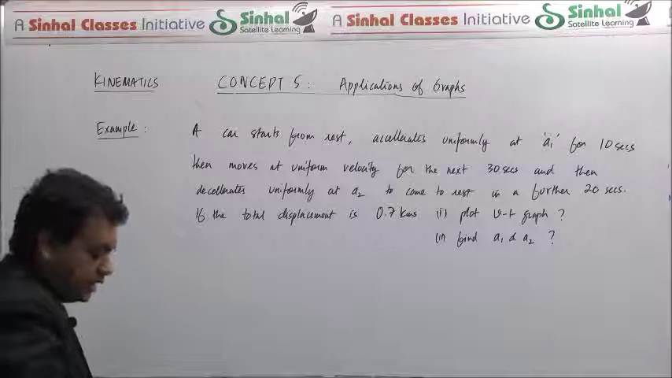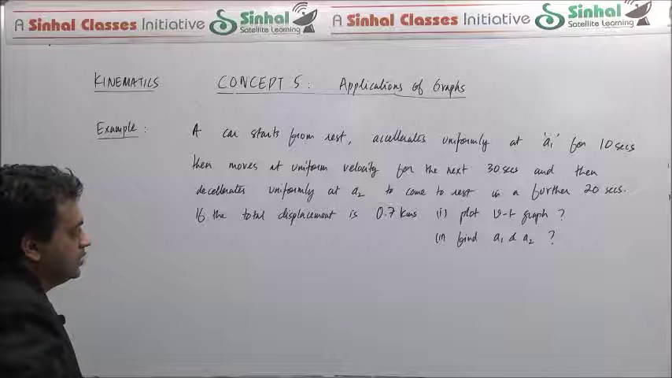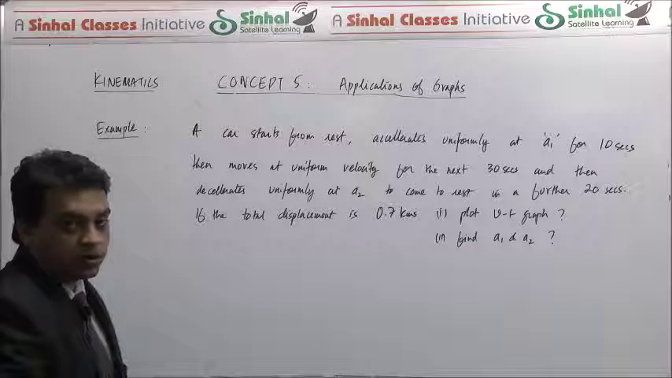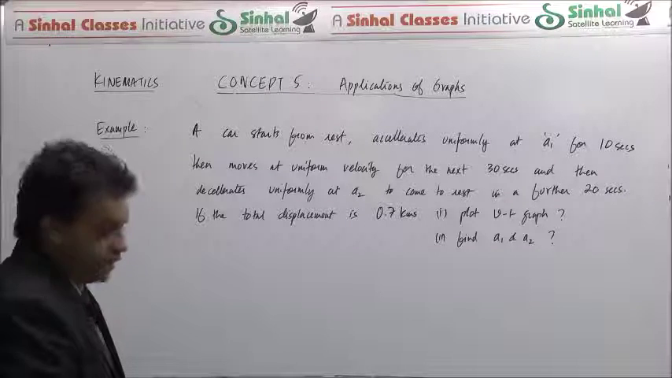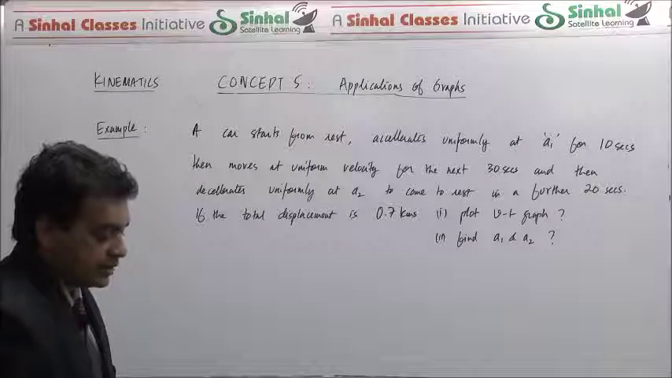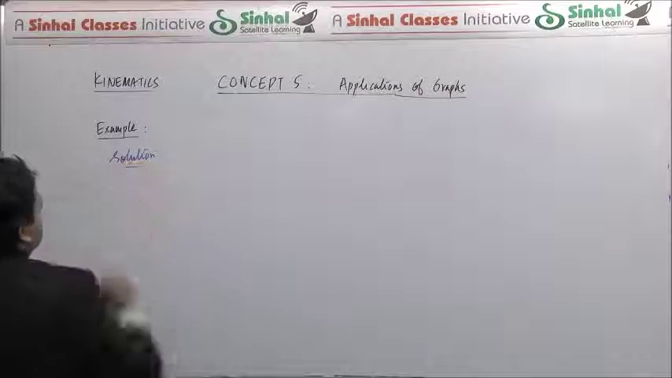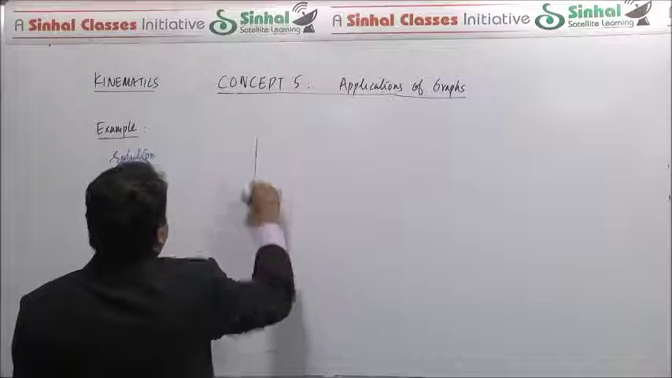So in the net motion from 0 to the final time, when it comes to rest again, the total displacement is 0.7 kilometers, and from this we have to plot the velocity time graph and the acceleration versus time graph, and find the accelerations a1 and a2. Let's look at the solution of this.